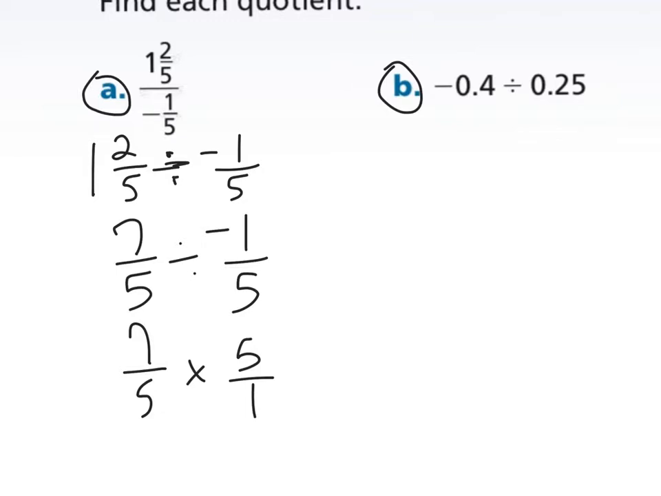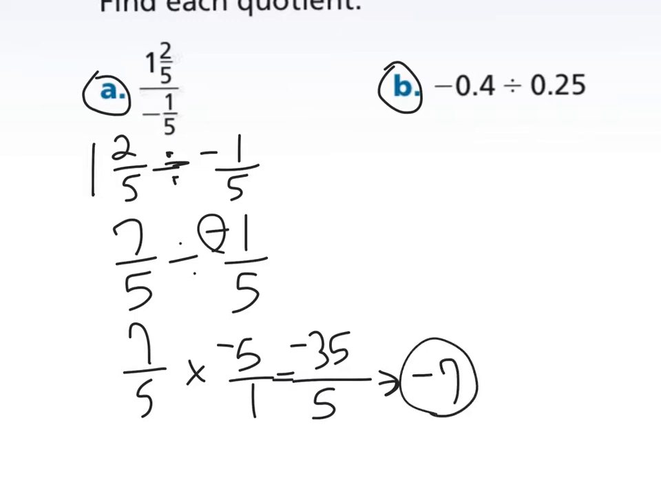Again, that negative sign there can go with either the numerator or the denominator. I like to keep it in the numerator so I can see it easier. Technically at this point we're multiplying. You have an option of reducing. If you don't reduce that, we'll get negative 35/5. And if we divide that out, negative divided by positive would be a negative, so negative 7 would be our answer.